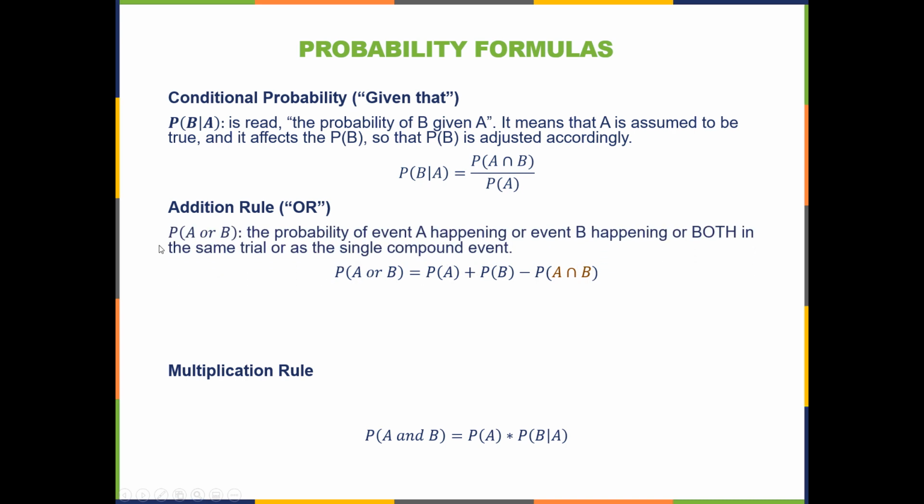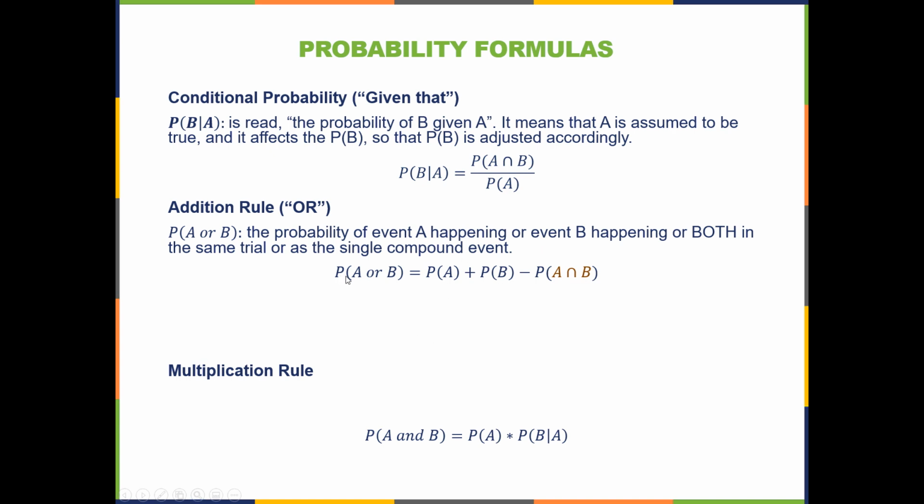Then we have the addition rule, P of A or B. The addition rule is sometimes known as the OR rule because we can phrase the compound event with the word OR, and it's the inclusive OR, meaning the probability of event A happening or event B happening or both in the same trial or as the single compound event.